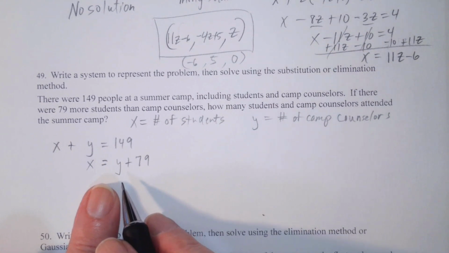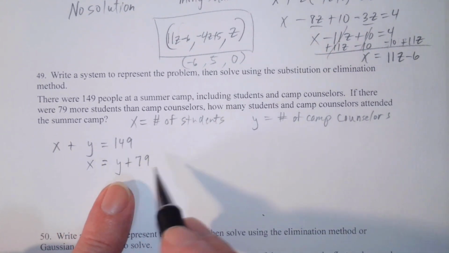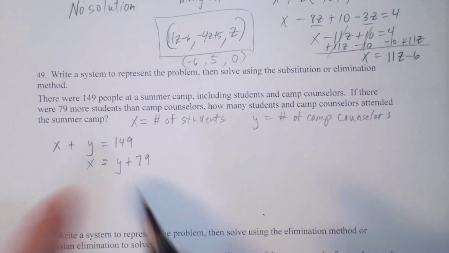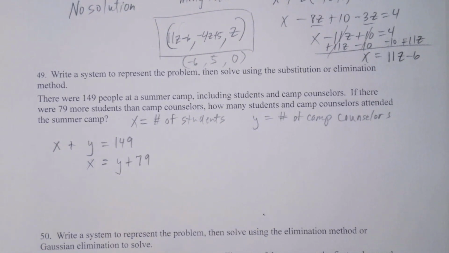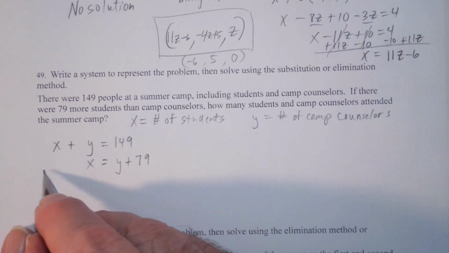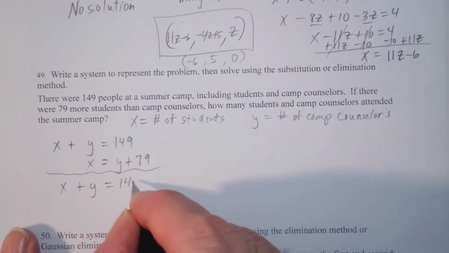So let's read this and see if it makes sense. The number of students is equal to 79 more than the number of camp counselors. And that makes sense. There should be more students than camp counselors. So in this case, we're going to want to rewrite this equation like this.